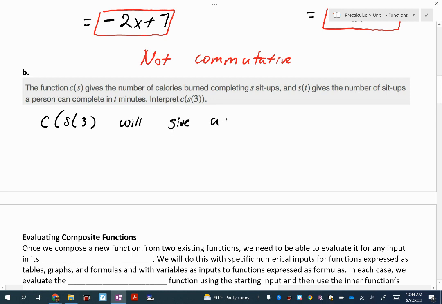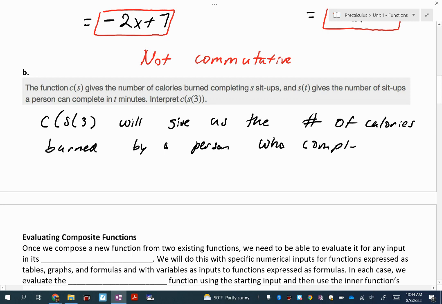So C of S of 3 will give us the number of calories burned by a person who completes 3 minutes of sit-ups. The way you would do it is you would say, go ahead, do your sit-ups for 3 minutes, you count them, then you take that number of sit-ups that they did, let's say, I don't know, 100, and you put that 100 into the C function, which would then give you the number of calories they burned completing those 100 sit-ups.